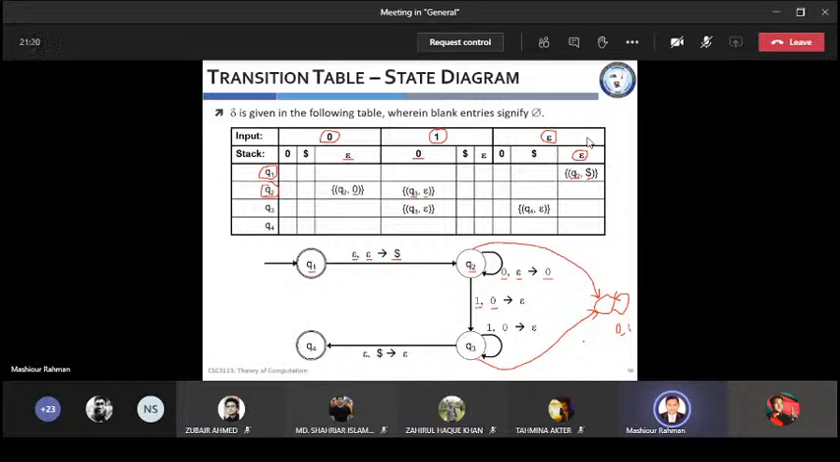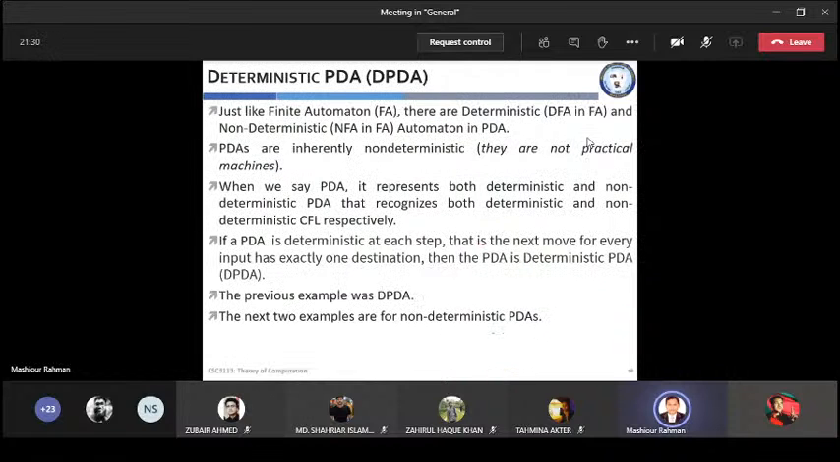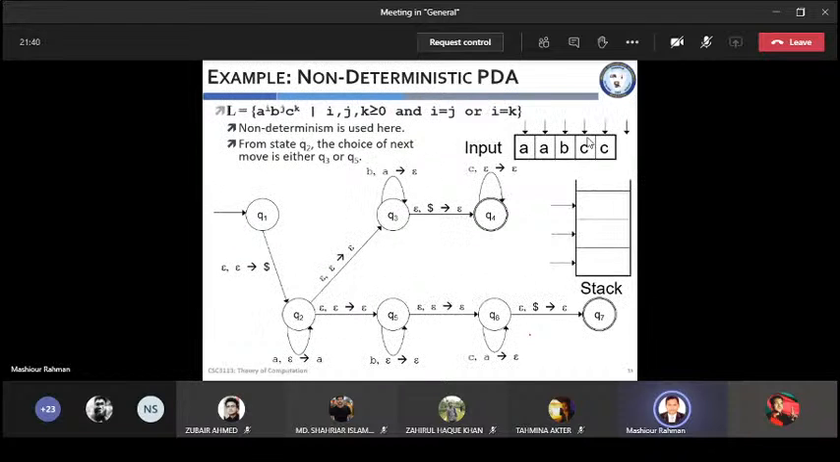So that's why you do not represent it directly, but if you want to convert it to a deterministic and implement in a machine, then this is how you need to do it. The next two examples that I'll be showing you are non-deterministic PDAs. I just want to show you the difference between the deterministic and non-deterministic. So this is a deterministic PDA.